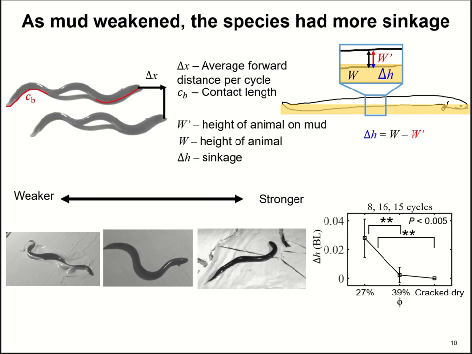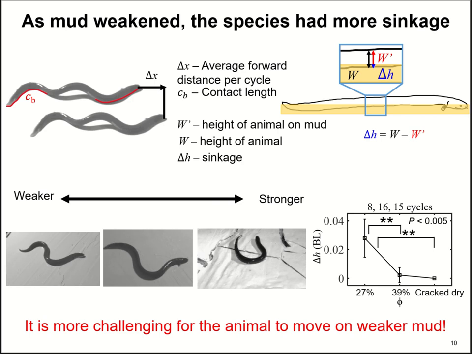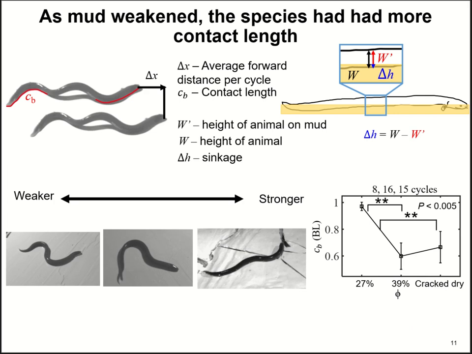And this difference between the two gives you the sinkage, delta H. So here we found that as the mud strength got weaker, the sinkage increased, which suggests that it is more challenging for the animal to move on weaker mud.